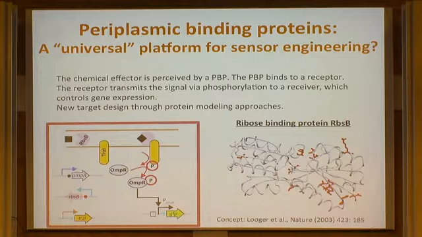So one of the predictions that they made, and actually that they tried to demonstrate in that paper, was that you could change this protein from binding ribose to binding TNT.